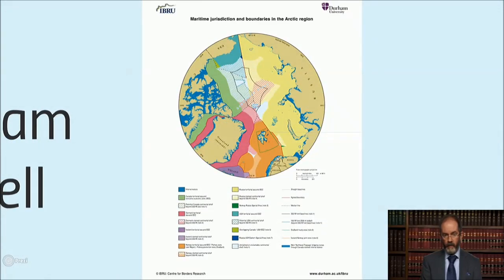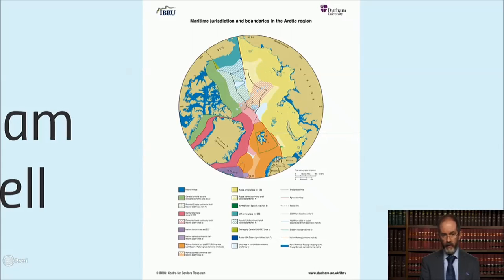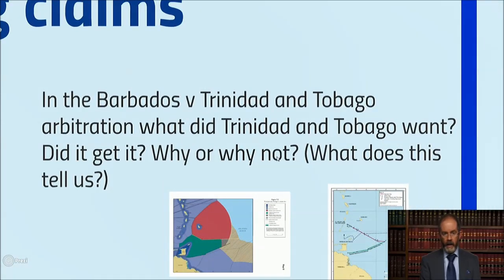So the map is fascinating and well worth looking at to try and pick apart what it tells us about how big a continental shelf might be according to the rules under UNCLOS, and where some of the overlapping claims might be.